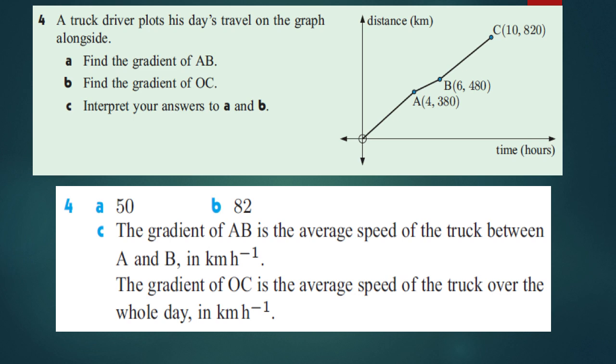So when it was less of a slope, as it was between A and B, that means he wasn't traveling as much distance in that time. So you can think of it as he was going slower. So the gradient or the slope between A and B is the average speed the truck was going between points A and B, whereas the slope between O and C is his average speed for the entire trip. And you also might have said, okay, well, he went faster overall for the entire trip than he did between points A and B.